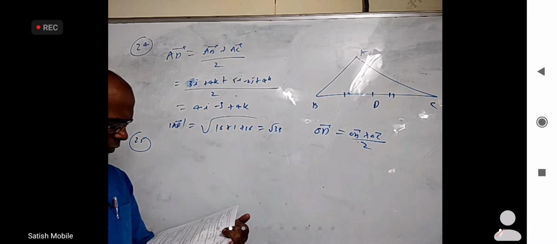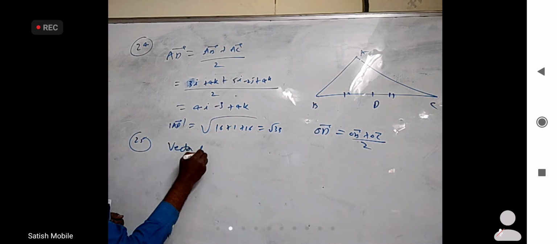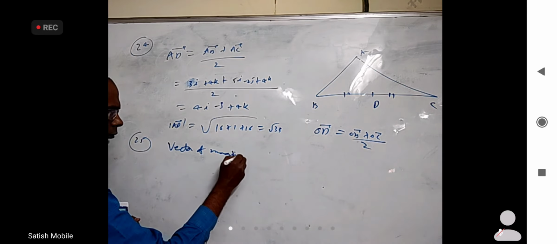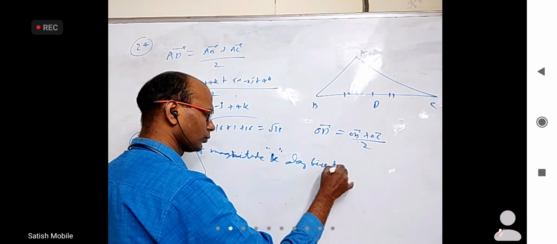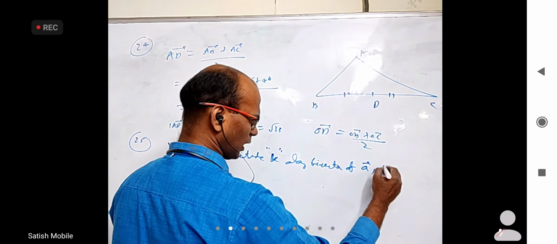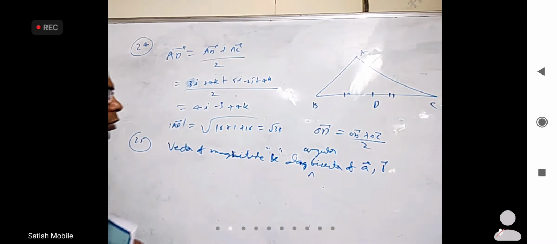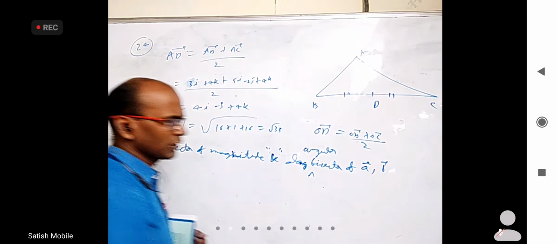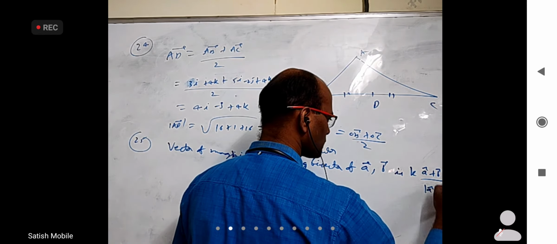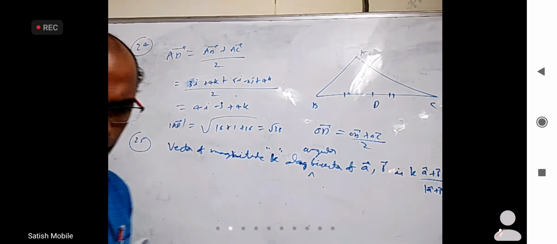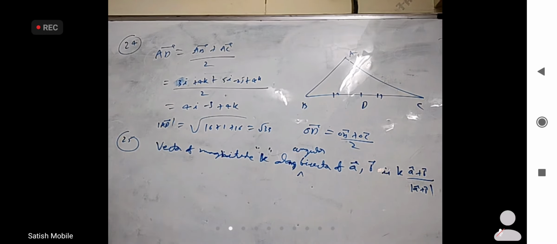What is 25? The vector which is the bisector of this. Regarding bisector, we discussed that a vector of magnitude k along angular bisector of A bar comma B bar is k into (A cap plus B cap) by mod (A cap plus B cap). Okay, I am switching off this AC. Anybody's objection?